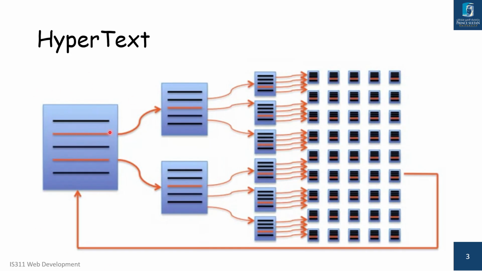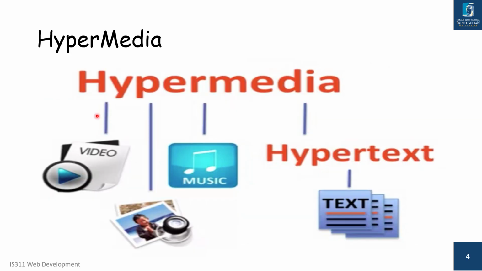So the links that we create, we call them hypertext. But nowadays we also use images to create those hyperlinks. So we can also say it is hypermedia. So it is hypertext or hypermedia. Media means that we can see videos, we can have music, we can have images and so on.